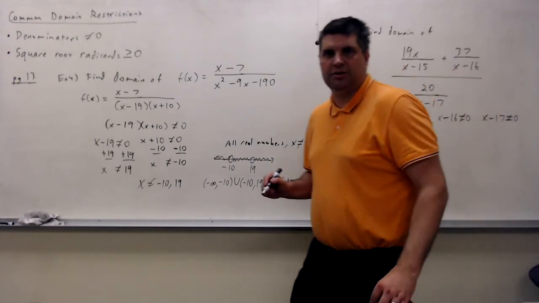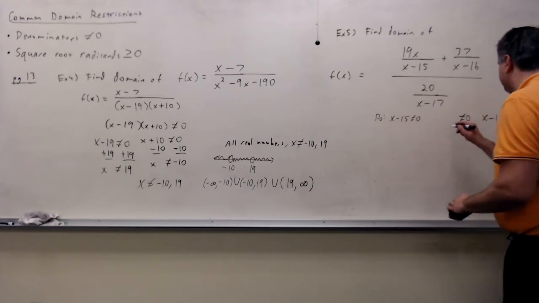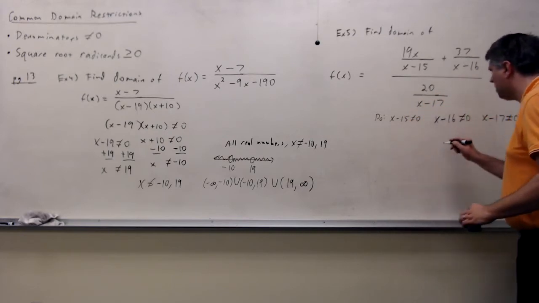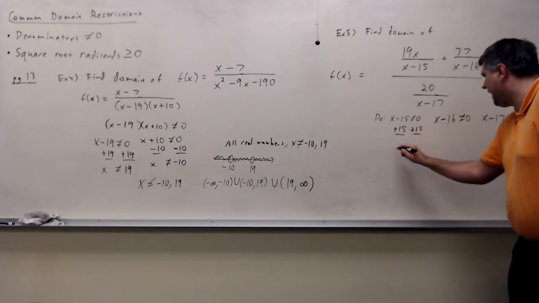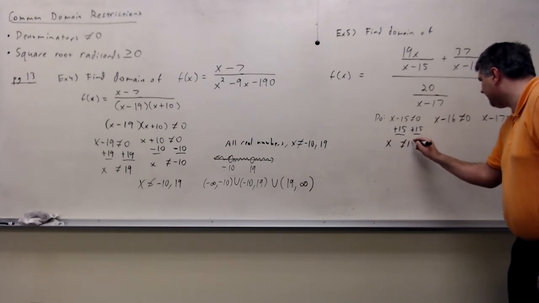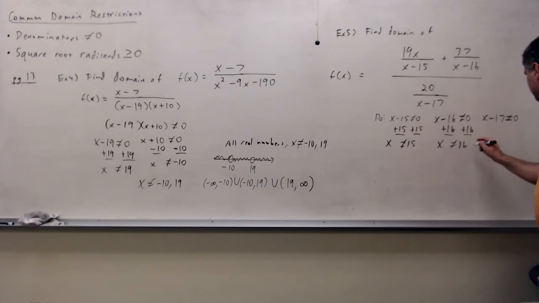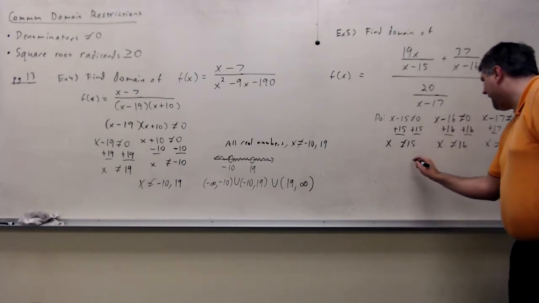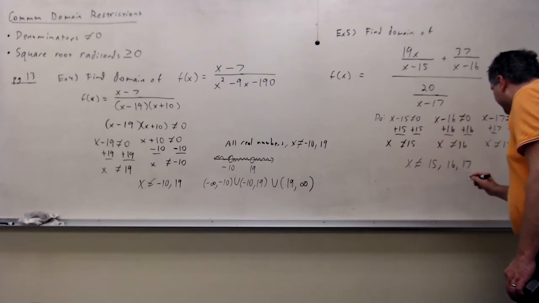Okay, is everything still on the screen? It is. Good. So add 15. X does not equal 15. Add 16. X does not equal 16. Add 17. X does not equal 17. So, x does not equal 15, 16, or 17.